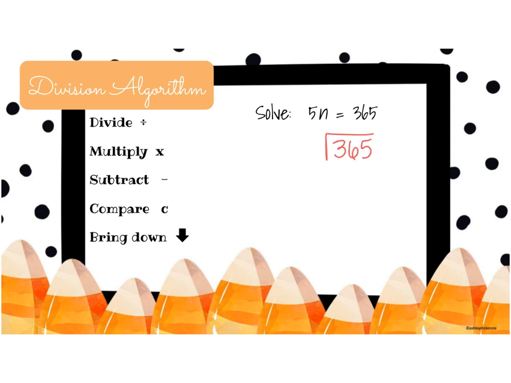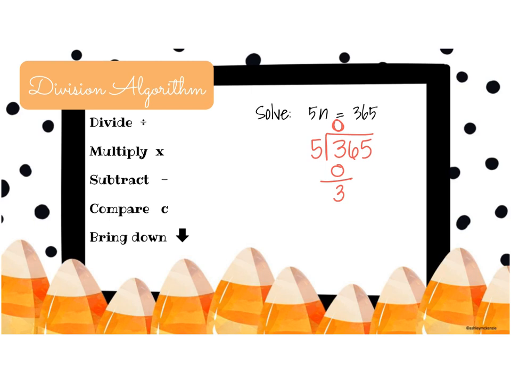365 divided by 5. Everybody knew how to set it up. That's great. That's step 1. So you have to know how to set it up. Some people were getting stuck on this first part. You're like, okay, I remember 5. I know it can't go into 3, so I know I'm supposed to put a 0 here. 5 times 0 is 0. I'm left with 3. Great.